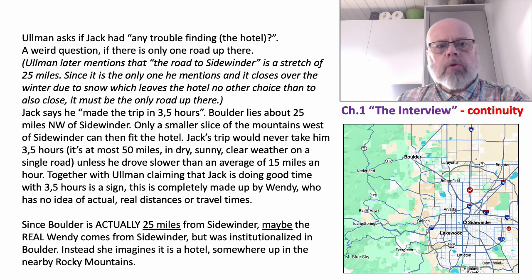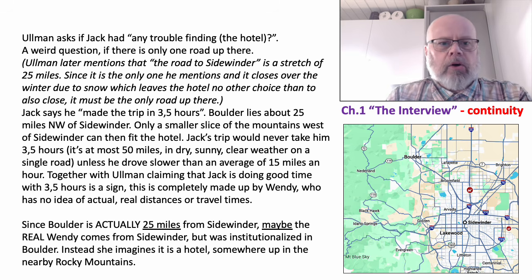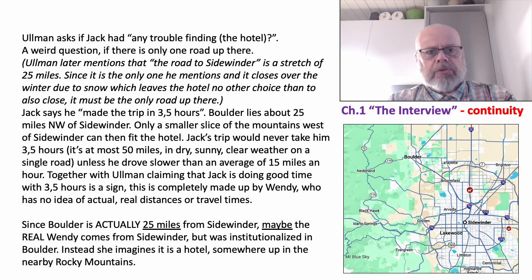Okay, so Ullman asks if Jack had any trouble finding the hotel. This is a weird question, in a way, if there's only one road up there, right? Which is something Ullman elaborates on. Ullman later mentions that the road to Sidewinder is a stretch of about 25 miles. Since it is the only one he mentions and it closes over the winter due to snow, which leaves the hotel no other choice than to also close, it must be the only road up there, right?